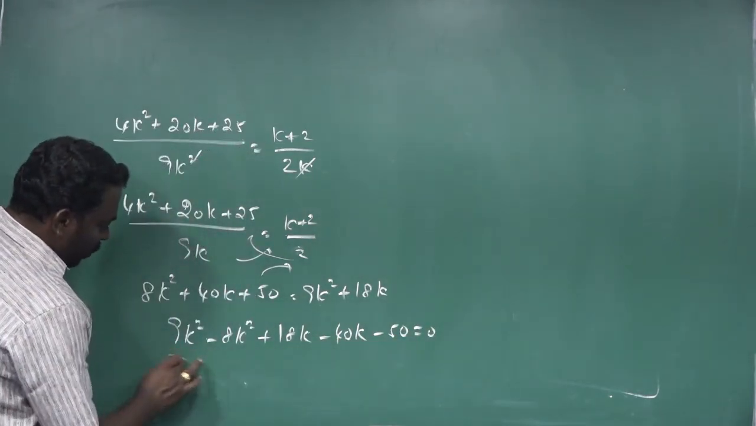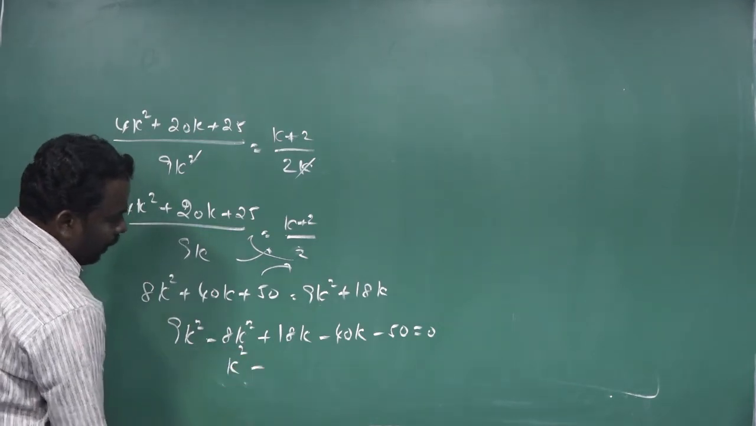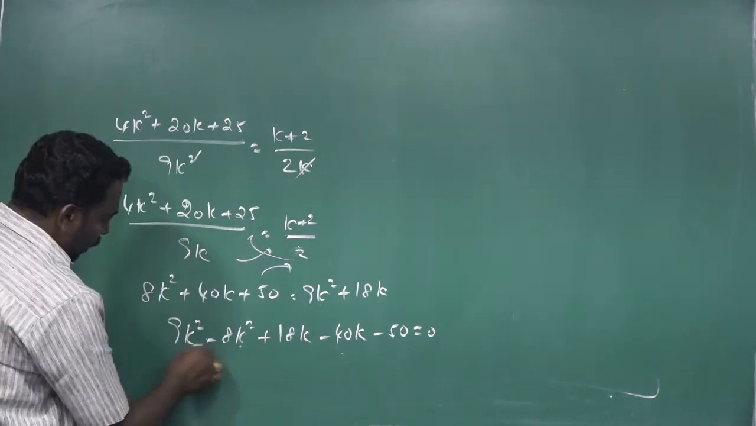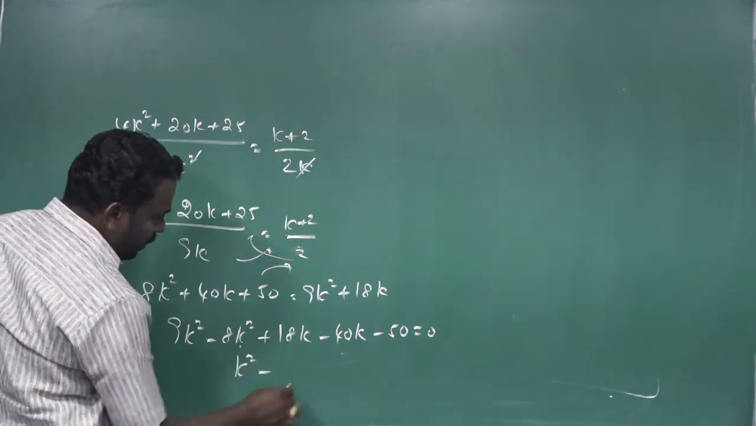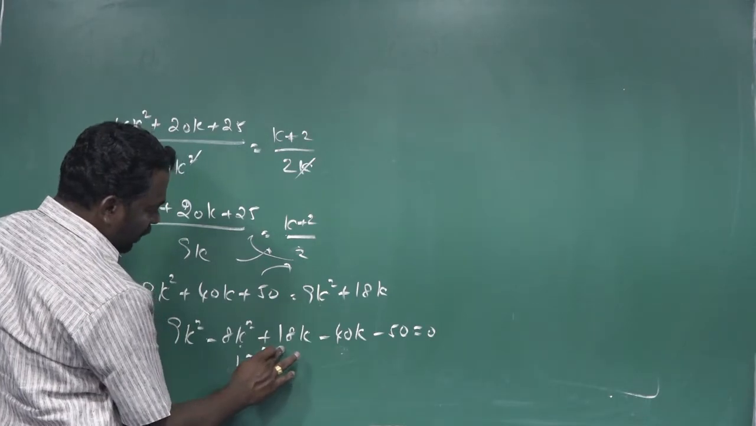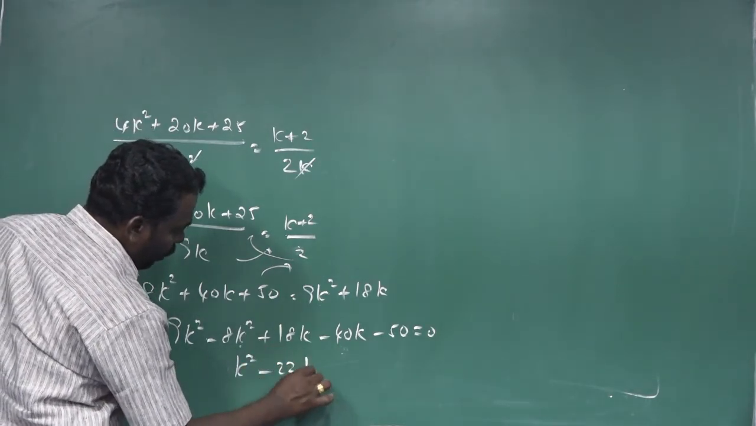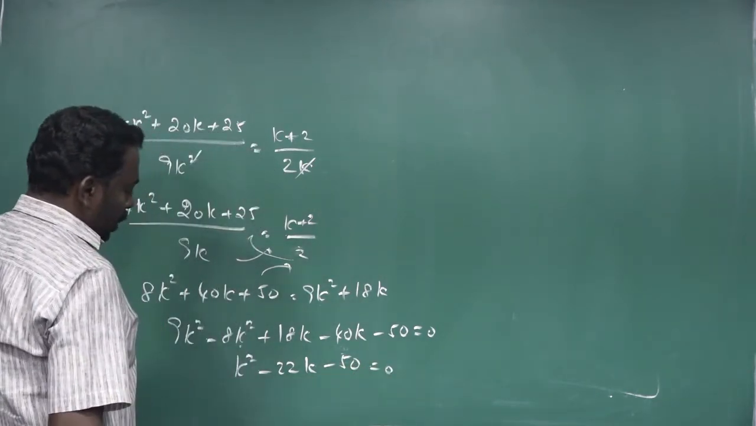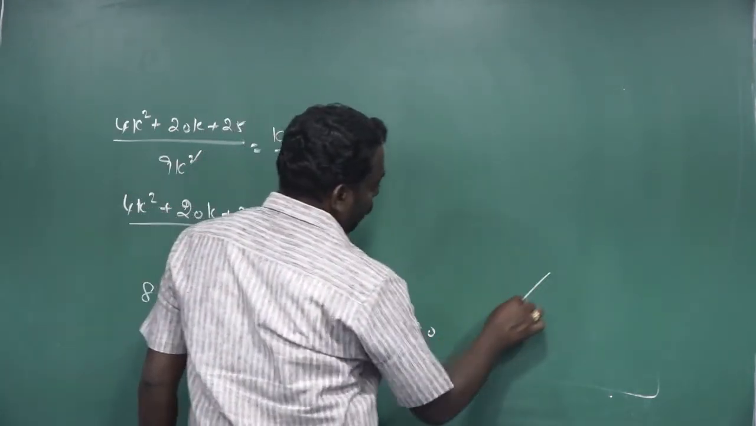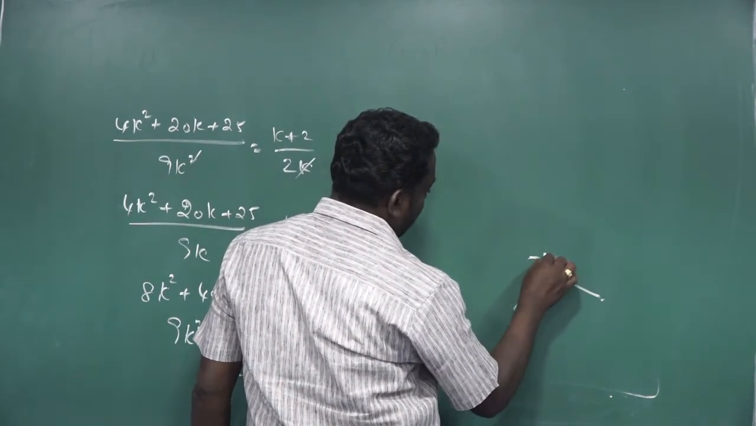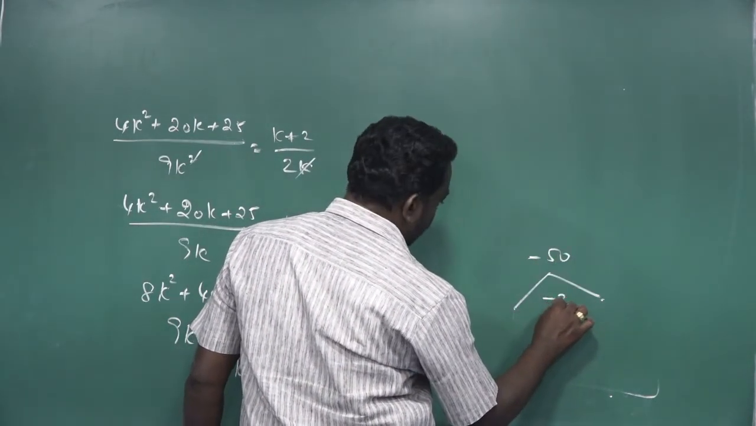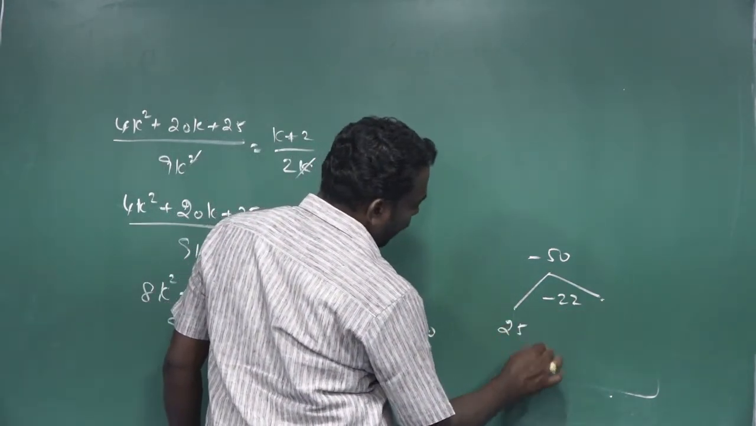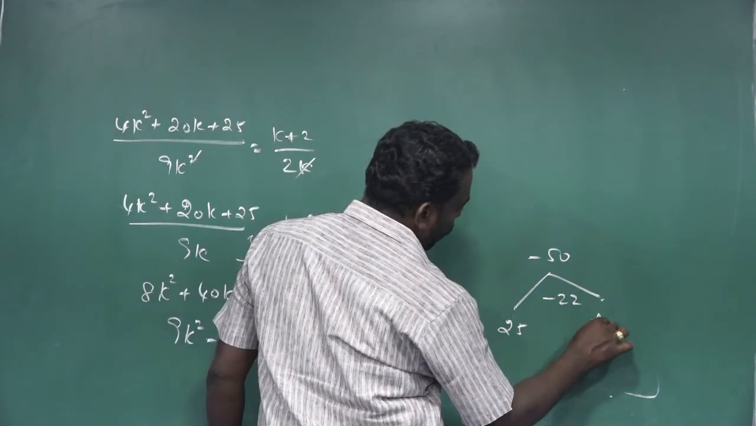Therefore, separating these two terms, it is 1 k square. Then separating the remaining terms, 18 k minus 40 k is minus 22 k, then minus 50, that is equal to 0. Now we have to factorize, a term minus 50 plus minus 22. Therefore, we want to multiply 25 into 2.